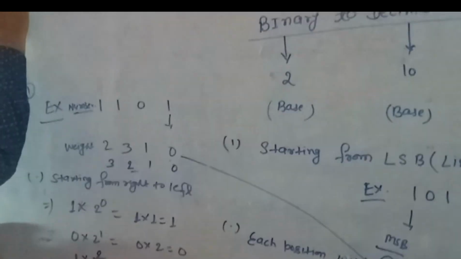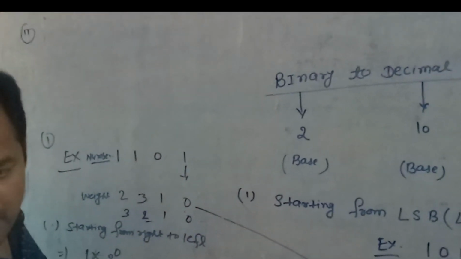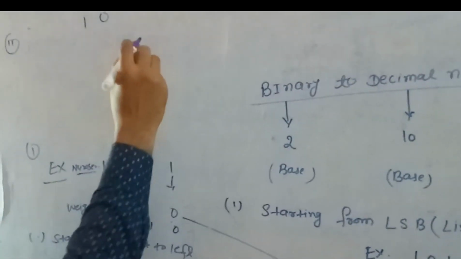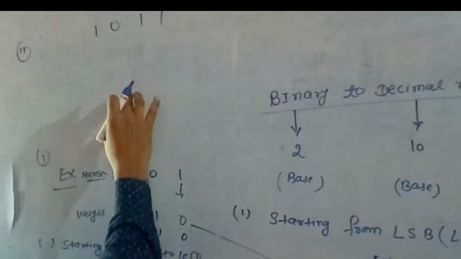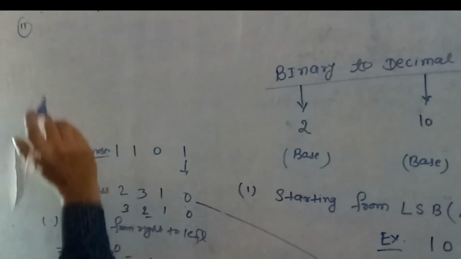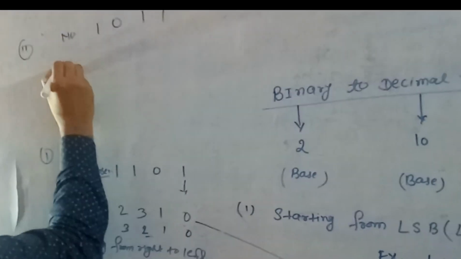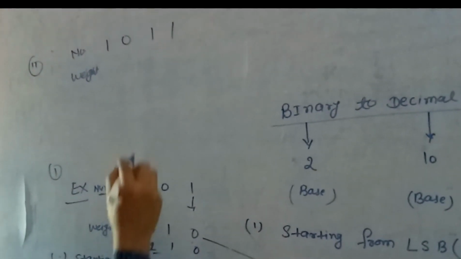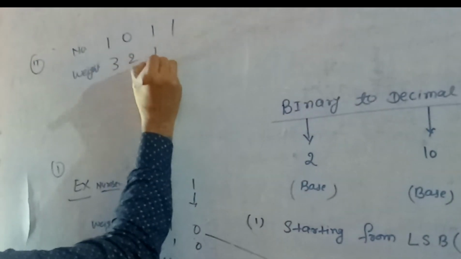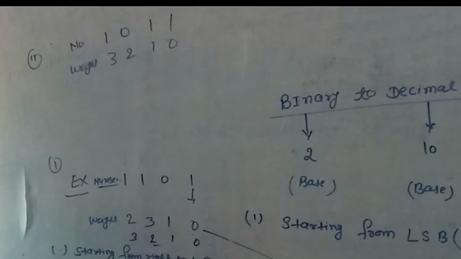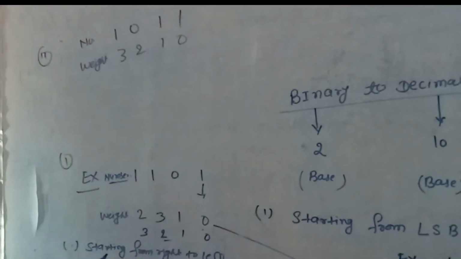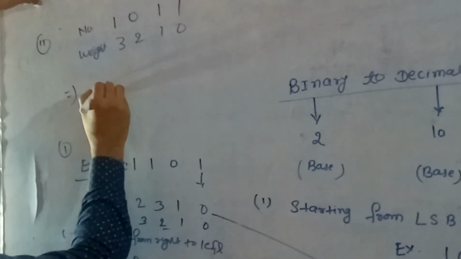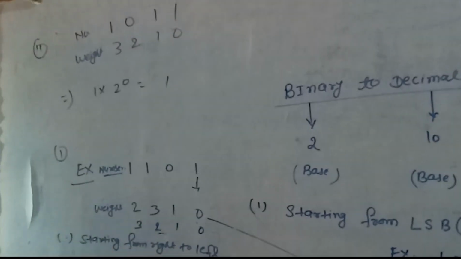Again the last example in your books: 1 0 1 1. This is the number and bit positions 3 2 1 0. Then start, starting from right to left. 1 times 2 to the power 0, value 1.